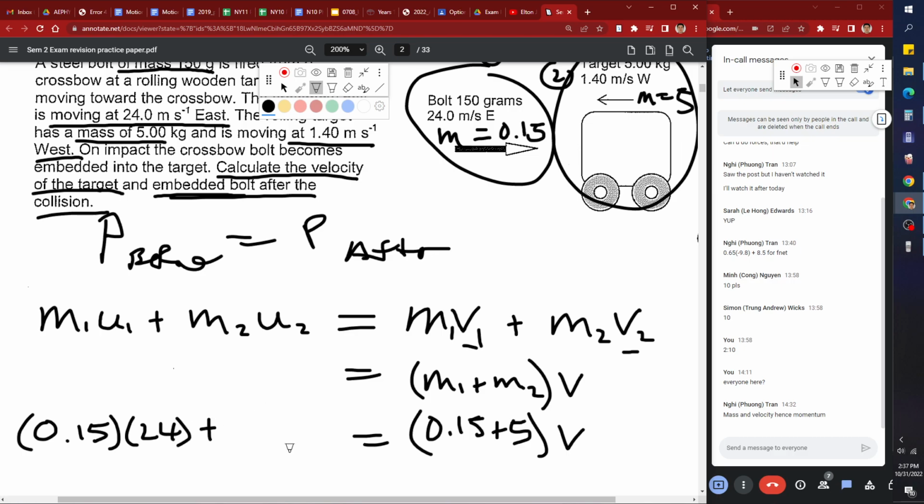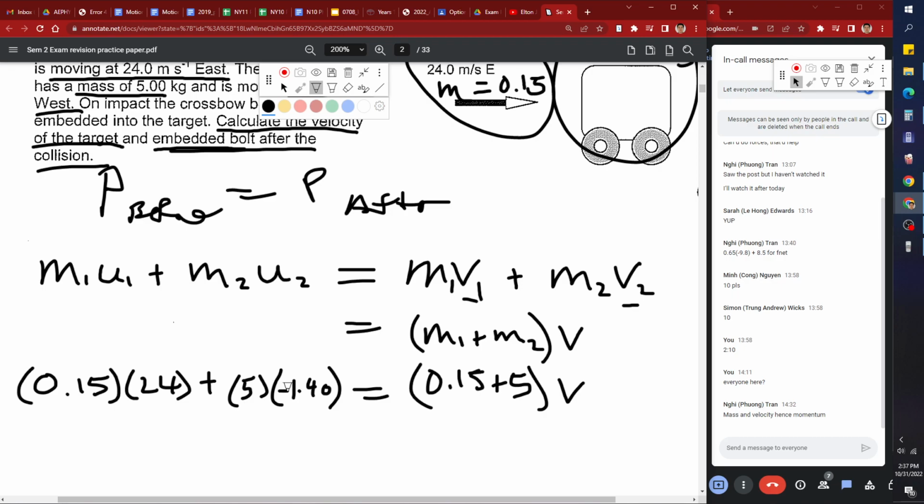plus the mass of that, which is 5 times 1.4 meters per second west, okay? We can put all that in. So, just give me a second.